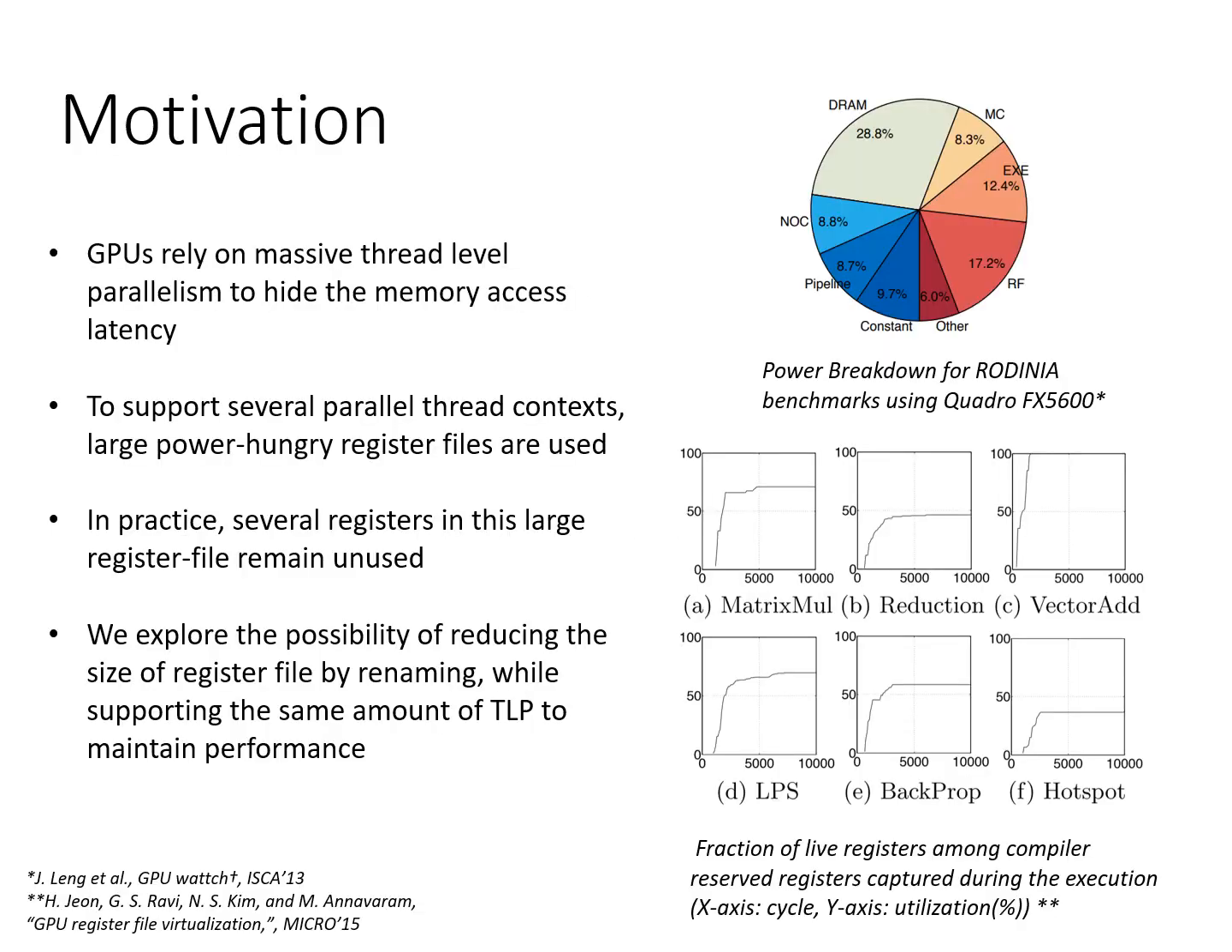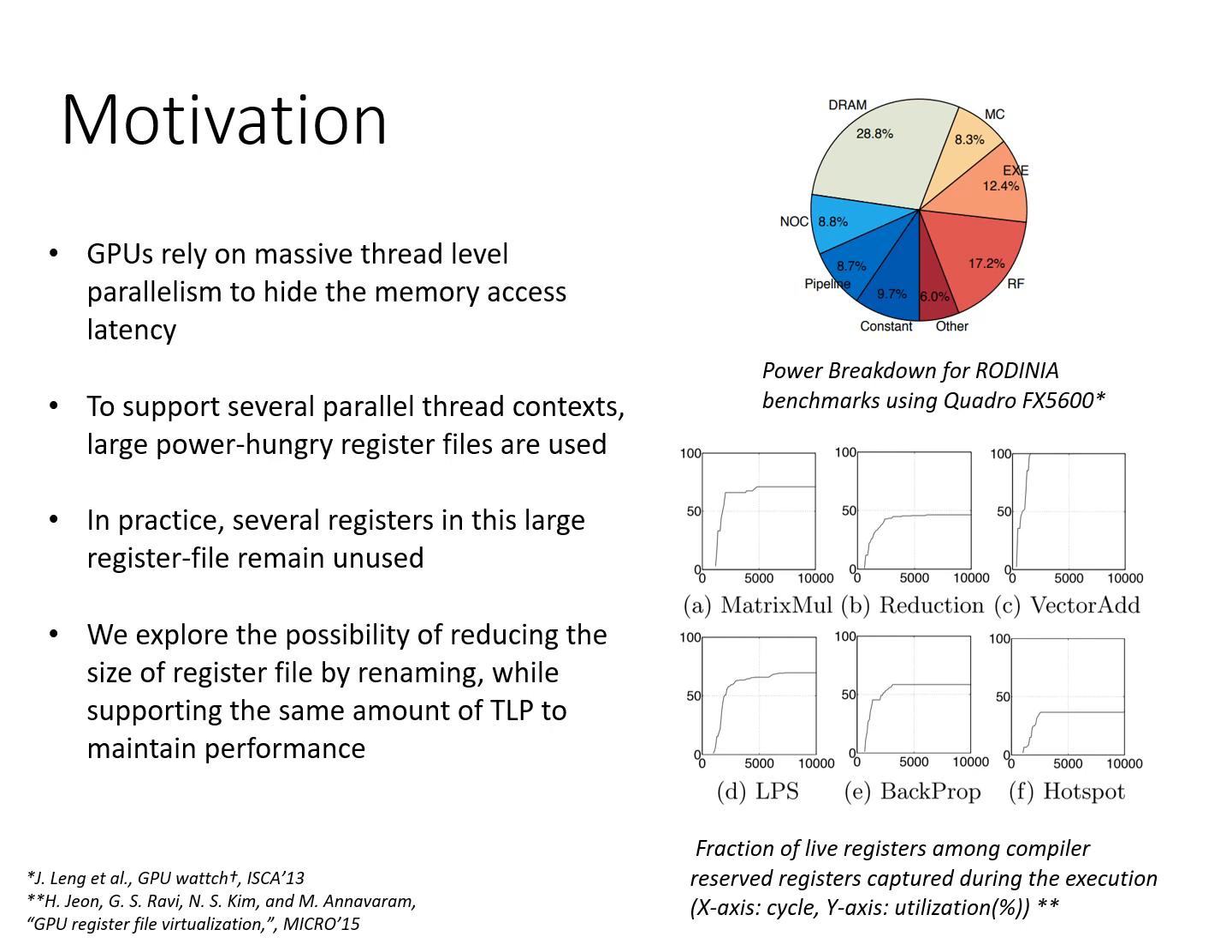GPUs rely on massive thread level parallelism to hide the memory access latency. To support the thread context of these parallel threads, GPUs tend to use a large register file. Due to the large size of this register file, it tends to be highly power consuming. In order to quantify this, we have a figure in the slide that shows the power breakdown of different components in a GPU. From this figure, we can see that the register file is the second most power hungry component in a GPU after DRAM.